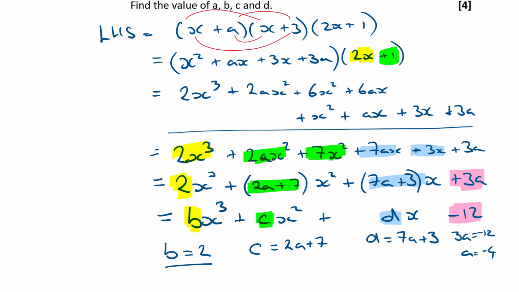Now once I know that a is negative 4, I can then find c and d, can't I? So a is negative 4, c is 2 lots of a plus 7, so subbing in my value of a, 2 lots of minus 4 is minus 8, plus 7 is negative 1, isn't it? So c is negative 1, and d is going to be 7 lots of negative 4. 7 fours are 28. Minus 28 plus 3 is negative 25. So I've got a is negative 4, b is 2, c is negative 1, and d is negative 25.